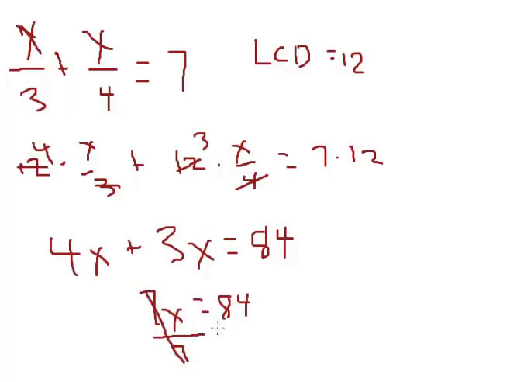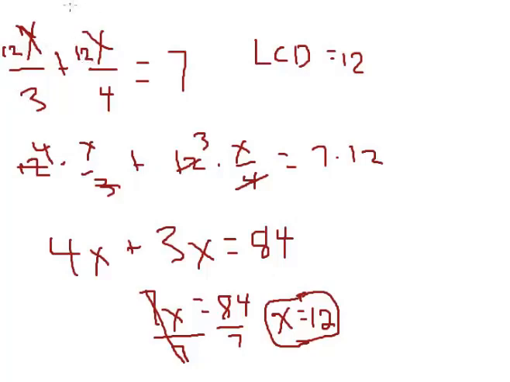Isolate the x by dividing each side by 7, and you have x equals 12. And if you want to check it, let's go back to our original equation. Let's substitute 12 for x and 12 for x. Let's see if it works.